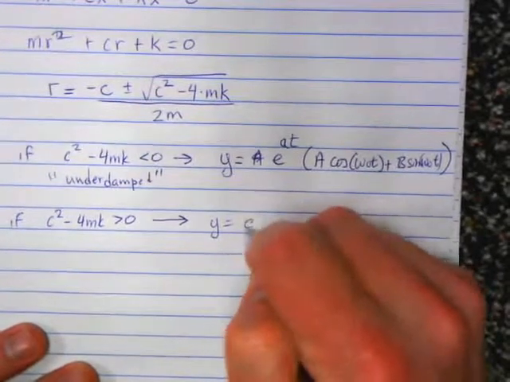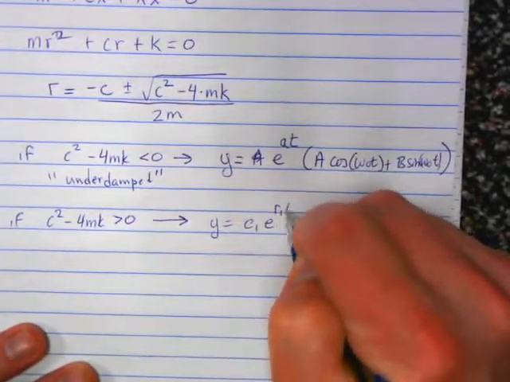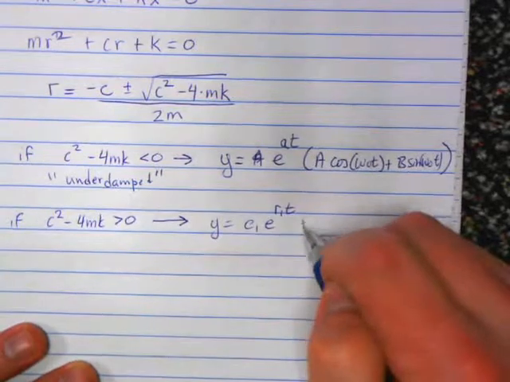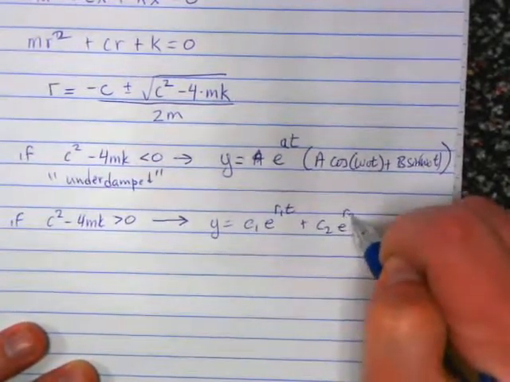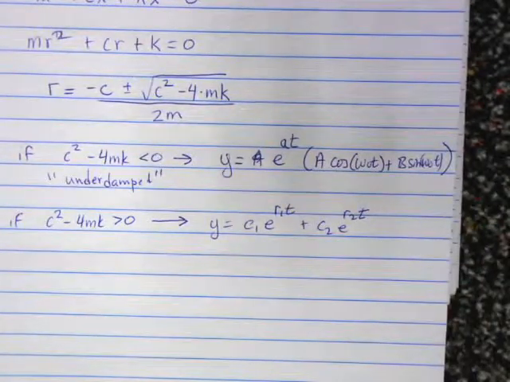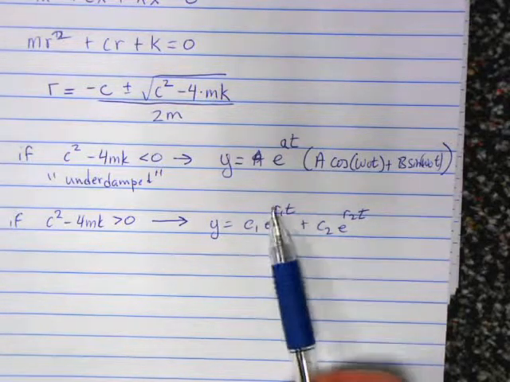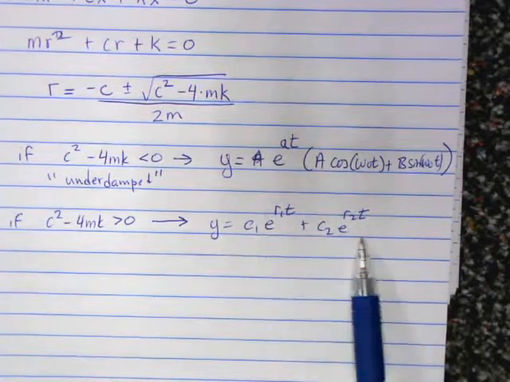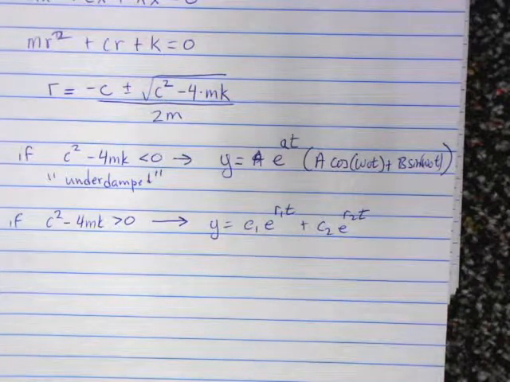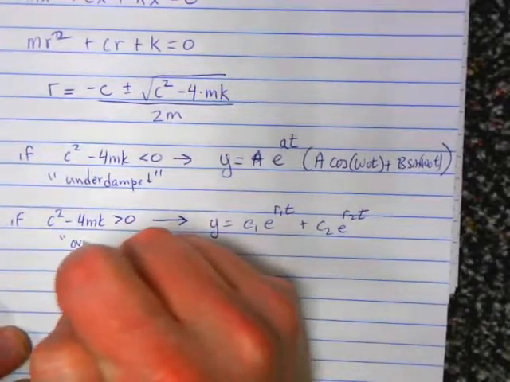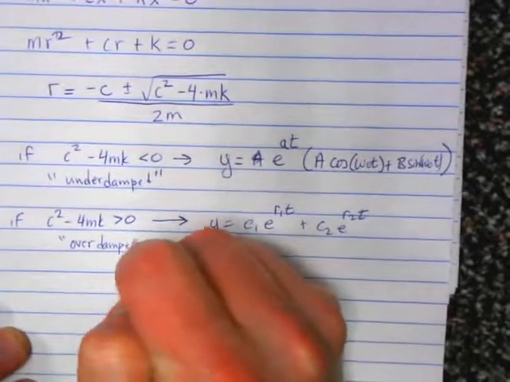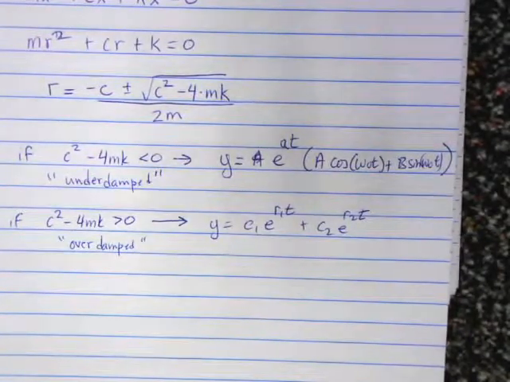y equals c1 e to the r1t plus c2 e to the r2t. And it will turn out that both of those r numbers will be negative values. So what does that tell you? It goes to 0 really fast. So this is called overdamped. You don't even get one complete cycle. It stops almost immediately. Your damping is so big that it stops almost immediately.